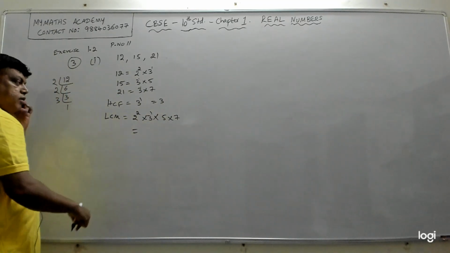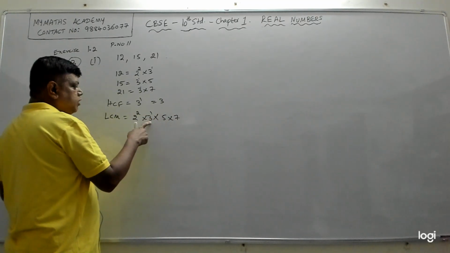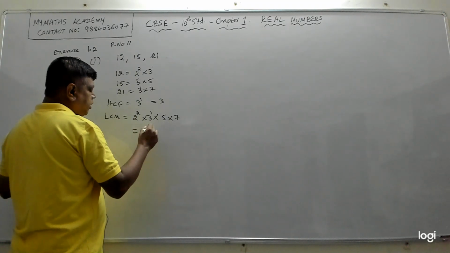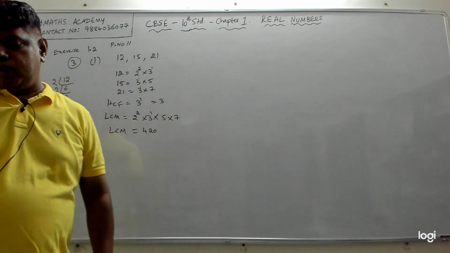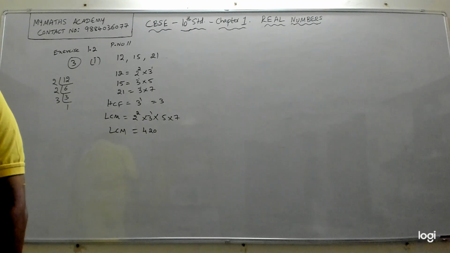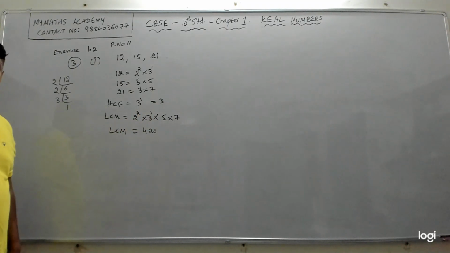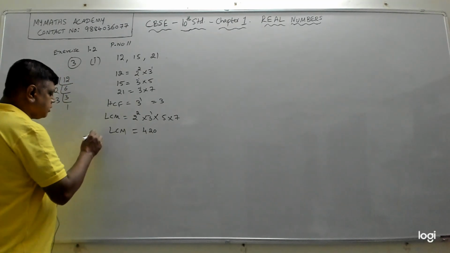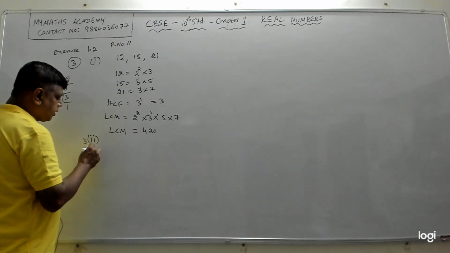Now multiply all this. If you multiply all this, what do we get? 7 fives are 35, 35 into 3 is 105, 105 into 4 is 420. So what is your LCM? LCM is 420 and HCF is 3. Clear?